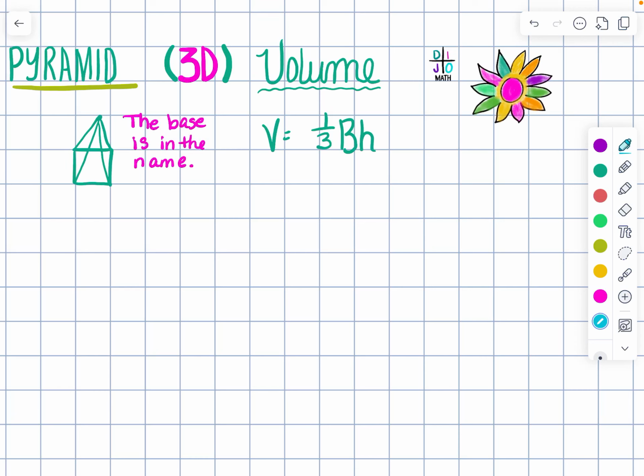When we're finding the volume of a pyramid, we need to know a couple of things. We need to know what is the shape of the base of the pyramid, and we need to know the height of the pyramid. So for example, if we have a square pyramid, let me draw this out here. My base is a square. So I'm going to put a dot there and draw all the corners up to the dot.